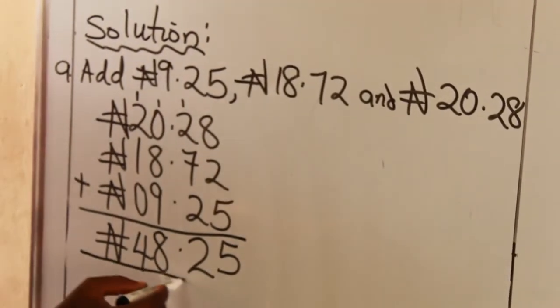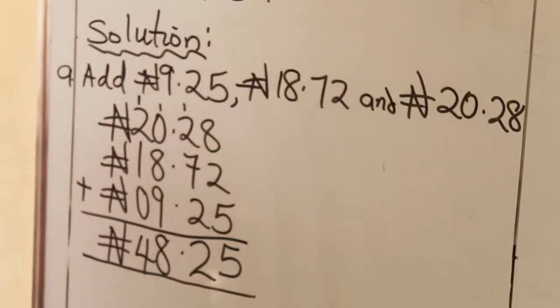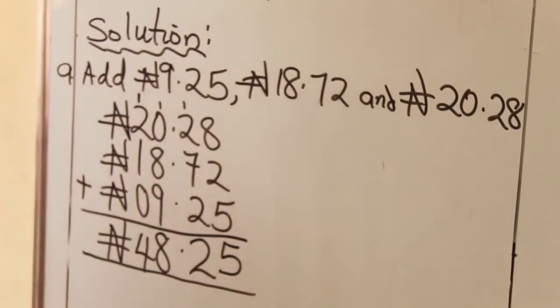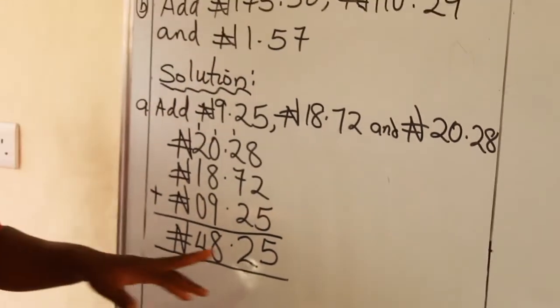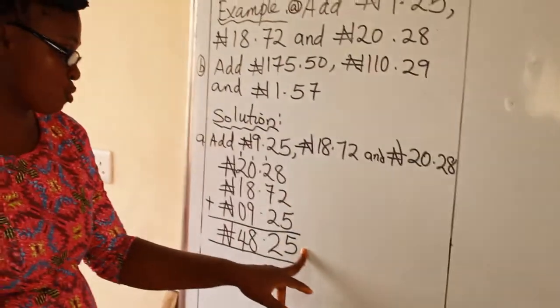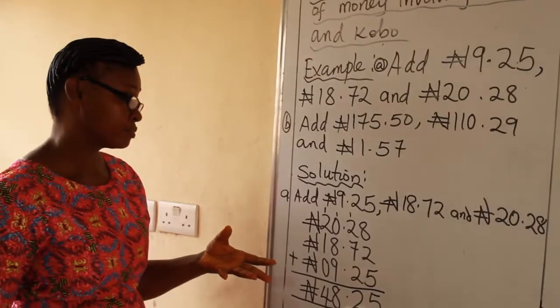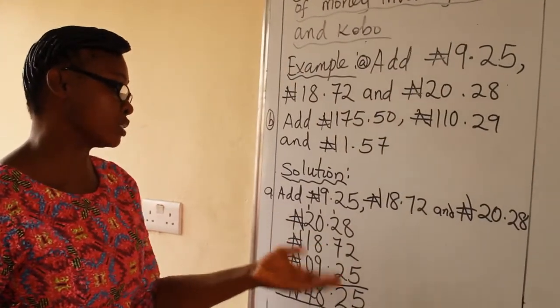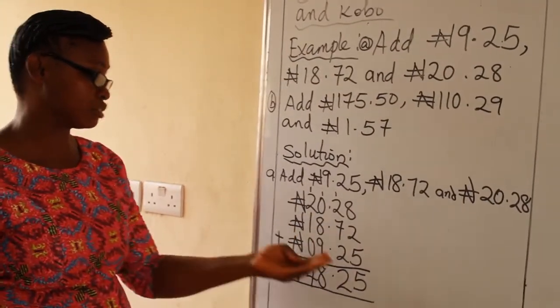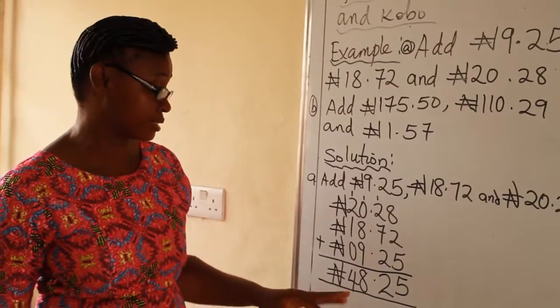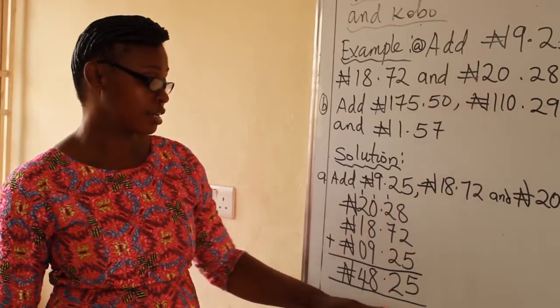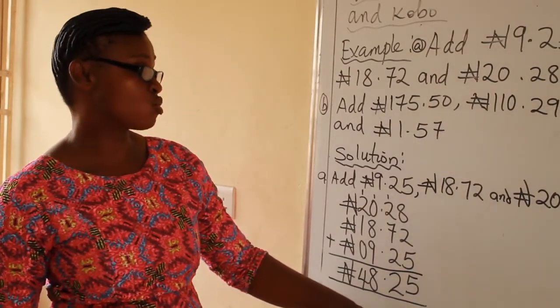And then you close up your equal sign. So we have 48 naira 25 kobo. Children, don't forget, you don't have to write the kobo here, but you can say it. We've added 20 naira 28 kobo, 18 naira 72 kobo, and 9 naira 25 kobo to get 48 naira 25 kobo.